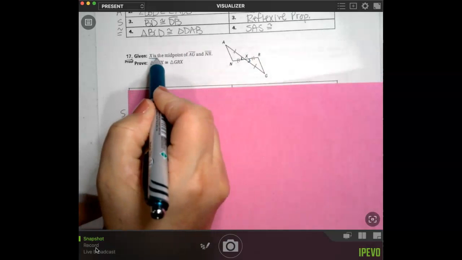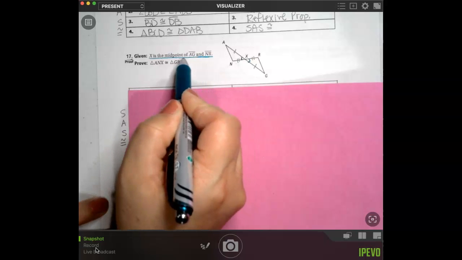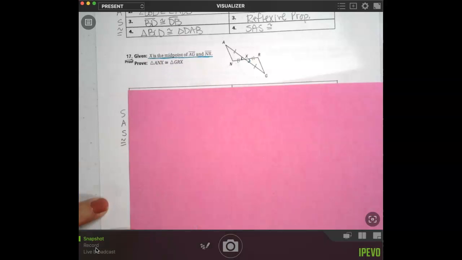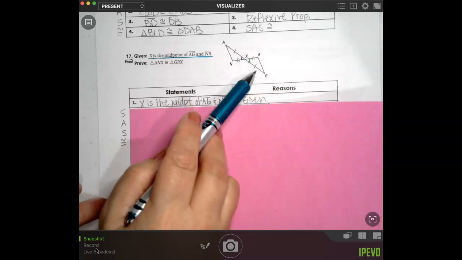First step when we do our proofs, we need any non-congruencies. This statement right here is considered to be a non-congruency. It's very important information, but it's not telling me two sides are congruent or two angles are congruent. So that's my first step. Just given. And then we need a pair of sides. Again, we marked AX and GX because of the midpoint. So AX congruent to GX, definition of a midpoint. Okay?